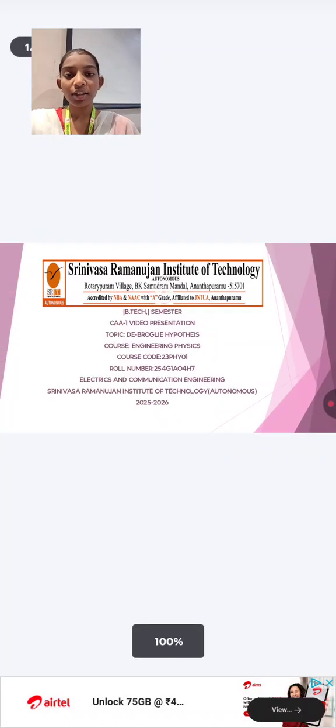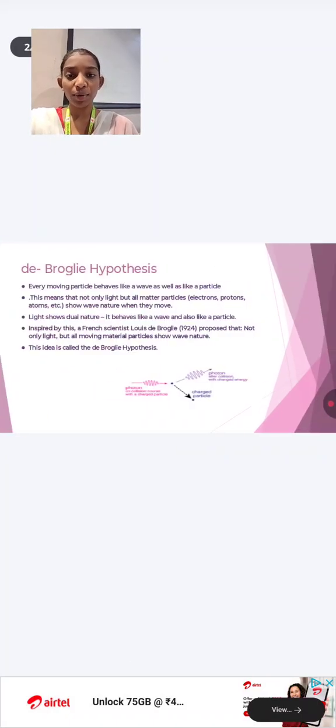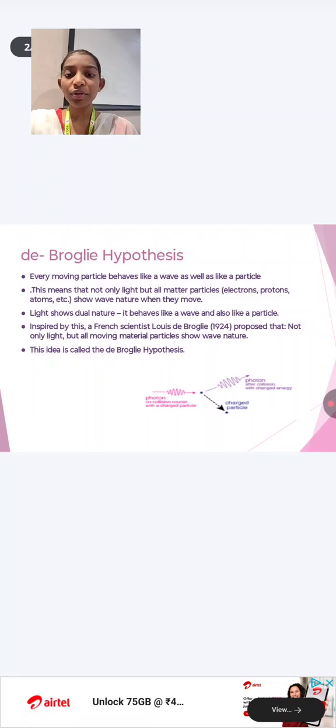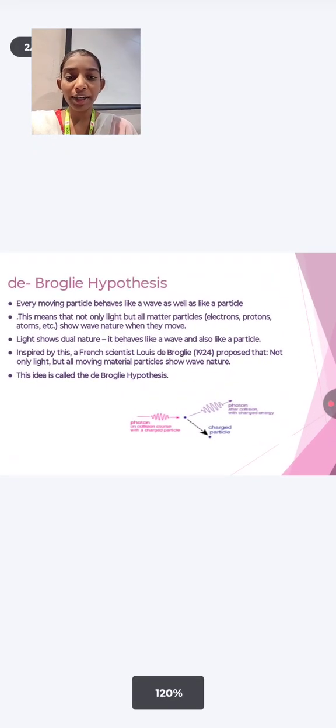Let us discuss the de Broglie hypothesis. Every moving particle behaves like a wave as well as like a particle. What is a wave? A wave is a disturbance of motion in a medium. This means that not only light but all matter particles like electrons, protons and atoms show wave nature when they move.